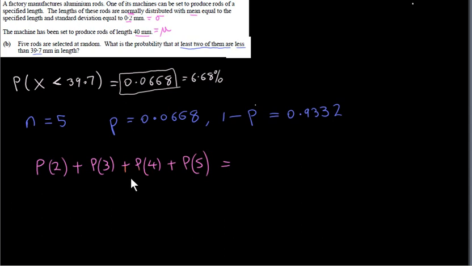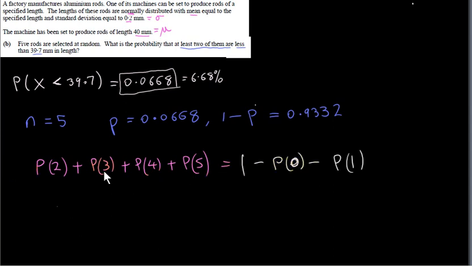So we can do this directly. We can get these directly. Or we can use the fact that if we add on P0 plus P1 to this, we get an answer of 1, because then we've covered all the possibilities. That is, 0 rods or 1 or 2 or 3 or 4 or 5 rods have lengths that are less than 39.7. So we could do it this way, and then we could say that P2 plus P3 plus P4 plus P5 is 1 minus P0 minus P1.